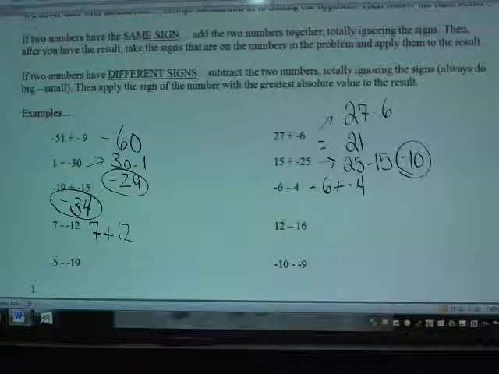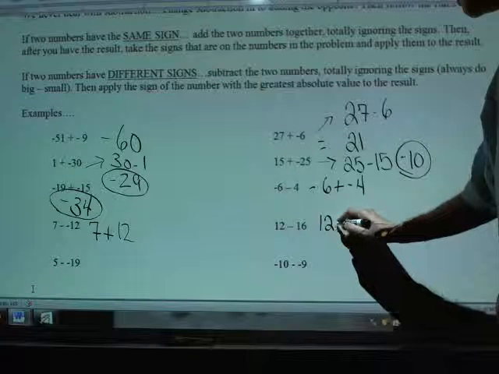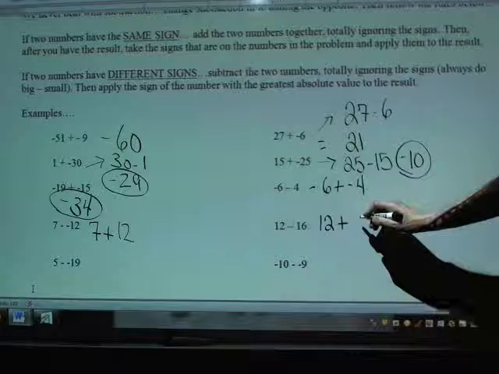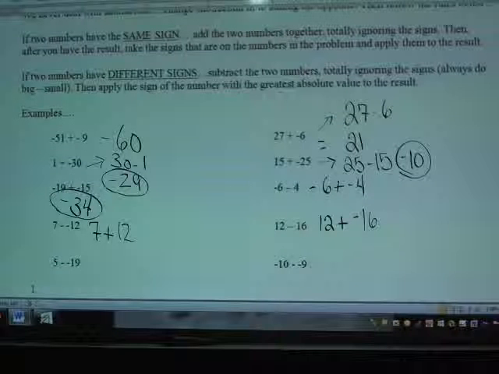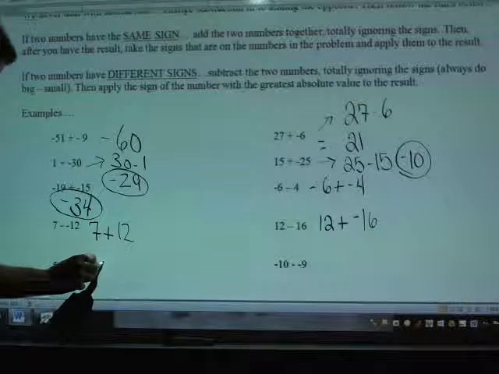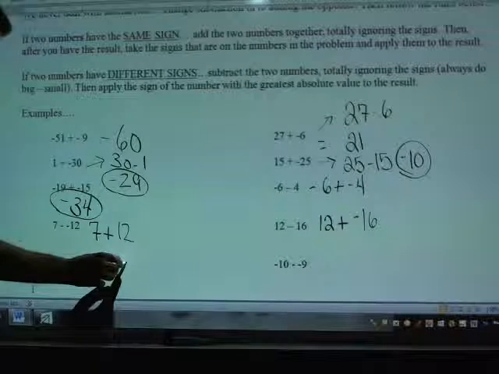12 minus 16, well, the minus sign is going to change into a plus. And then instead of 16 being positive, 16 is now going to be negative. 5 minus negative 19. So the minus is going to become a plus. And instead of that number after being negative in this case as presented, now it's going to be positive.